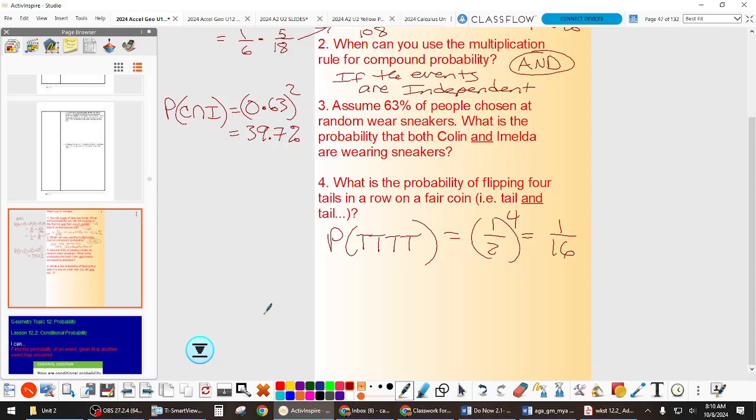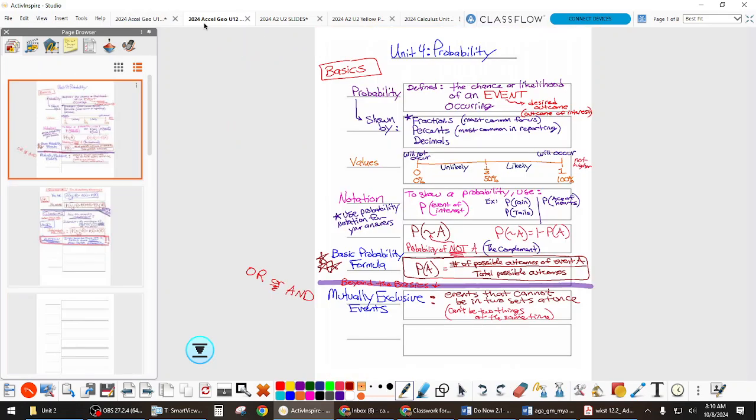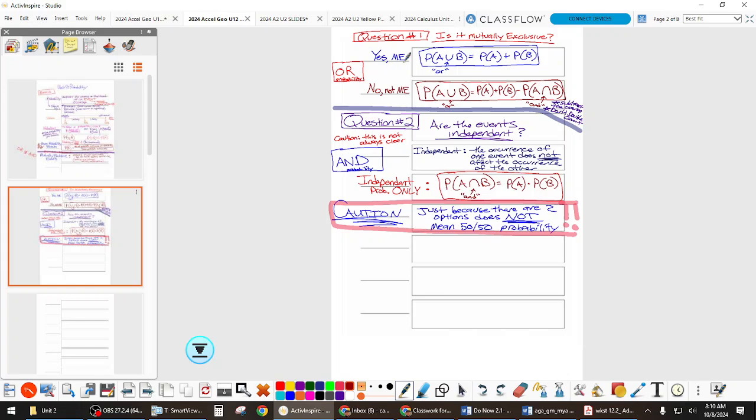Okay. Well, good. So far, in terms of big broad categories, we've talked about or. And for or, we have to ask, is it mutually exclusive? And then if it is, we can just add the 2. If it's not, we have to subtract off the overlapping, or the double count part. And then if it's and probability and it's independent, we can just multiply.